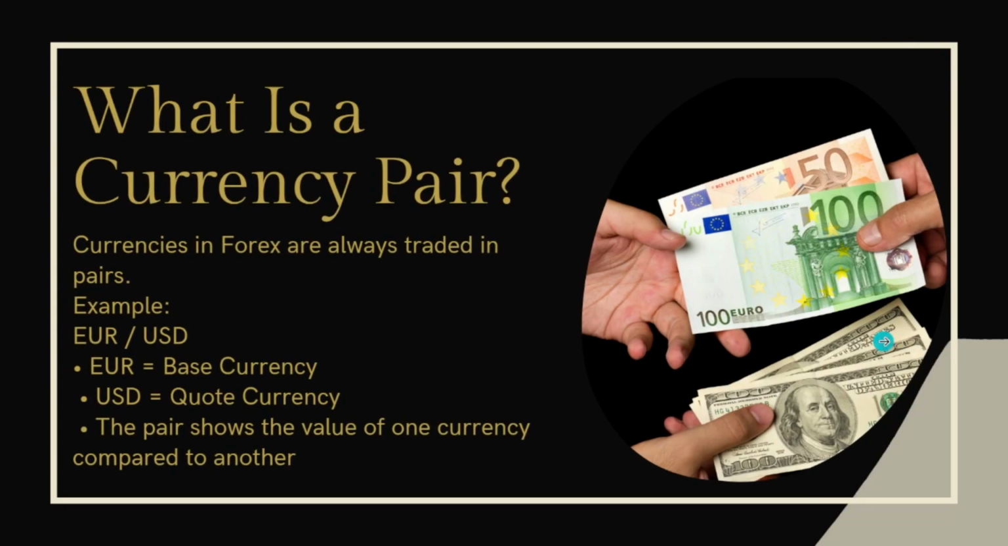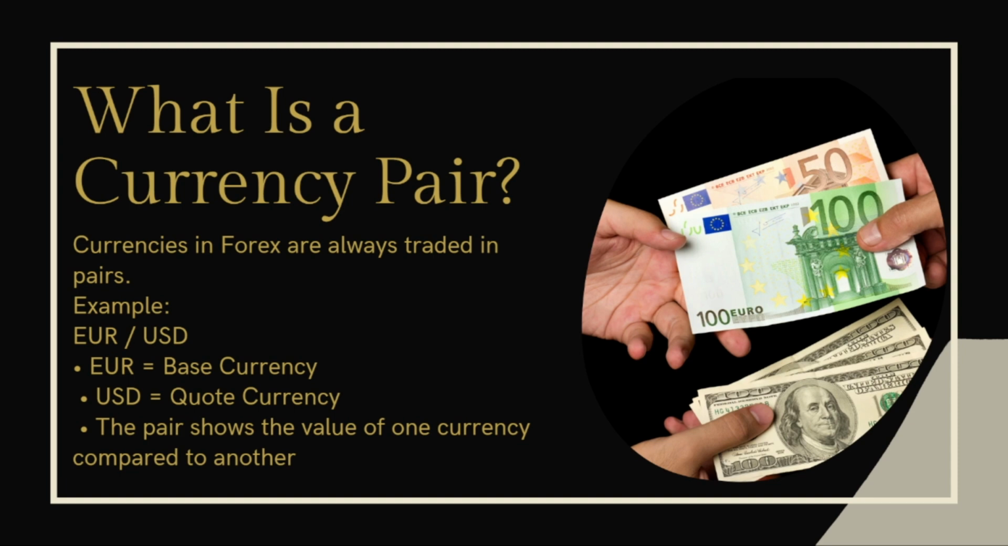Now we're going to talk about what is a currency pair. So in Forex trading, currencies are always traded in pairs, and a currency pair shows the value of one currency compared to another. So as I said before, the euro USD compares euro to the US dollar. And so the first currency, which would be the euro in the pair, is called the base currency. And the second, which is the US dollar, that is the quote currency.